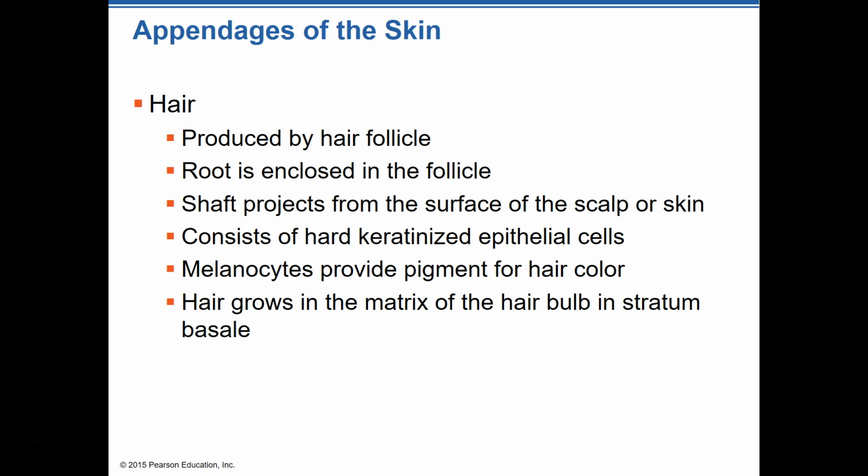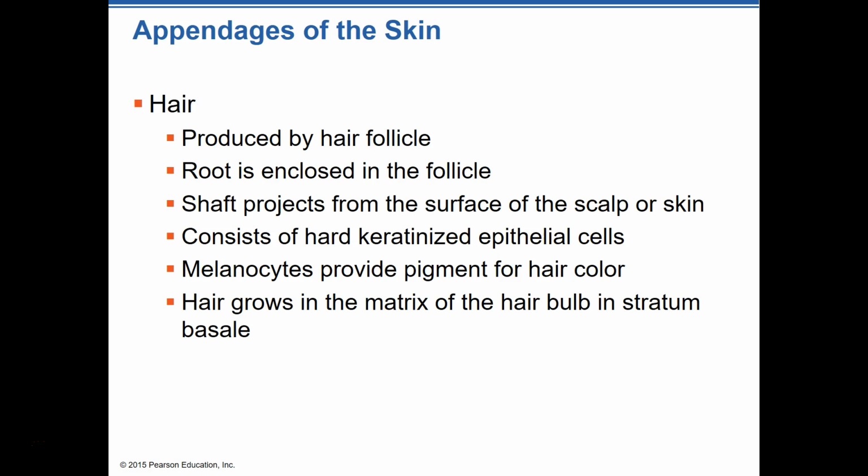All right, so the next appendage is the hair. It's produced by a hair follicle. Shouldn't be too much of a surprise. The root is enclosed in that follicle, and the shaft projects from the surface of the scalp or the skin. It's made of hard keratinized epithelial cells, so cells that are hard, they're durable. These doggone things will be around for a long time. They don't degenerate or break down easily. They stick around for many, many, many years after we're gone.